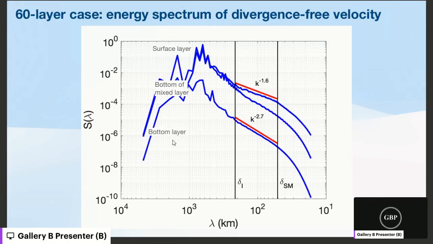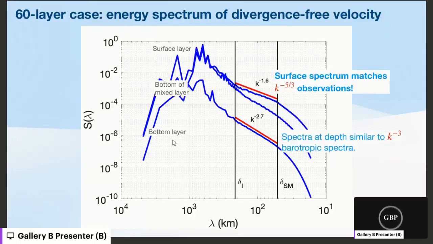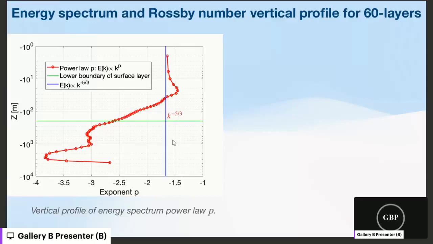60 layers. This is now close to what you do in a real model. And we're right there. We've got something that you'll see is really converging to k^-5/3 at the surface, and then k^-3 at depth. If we put it all together, we can get a vertical profile of this power law.